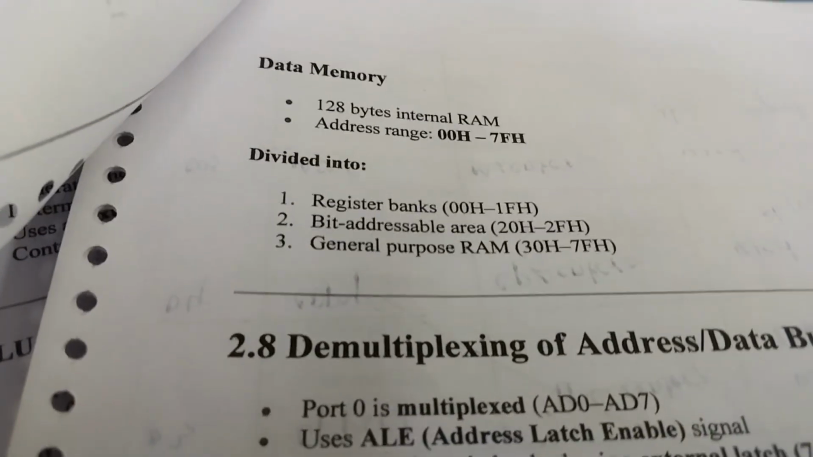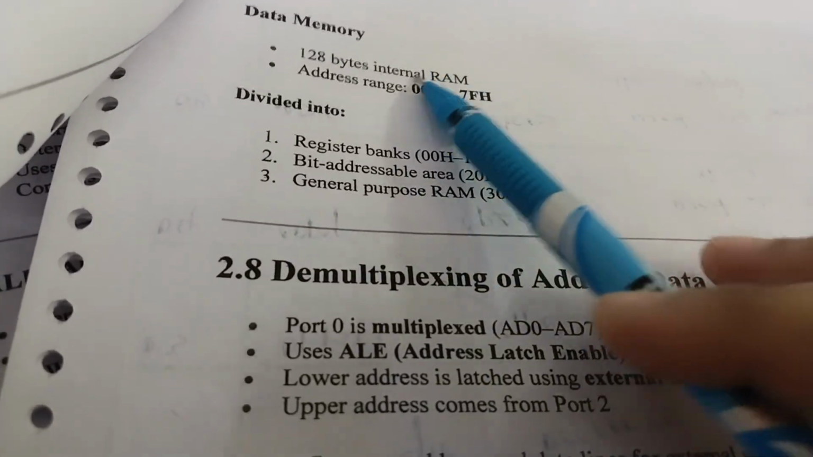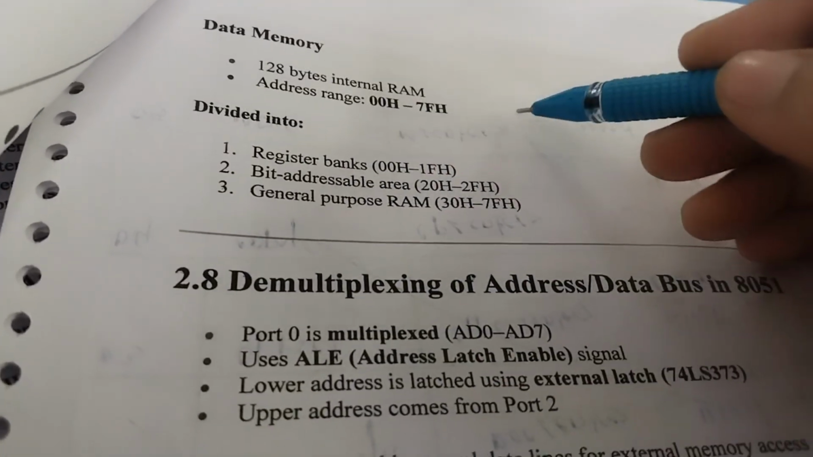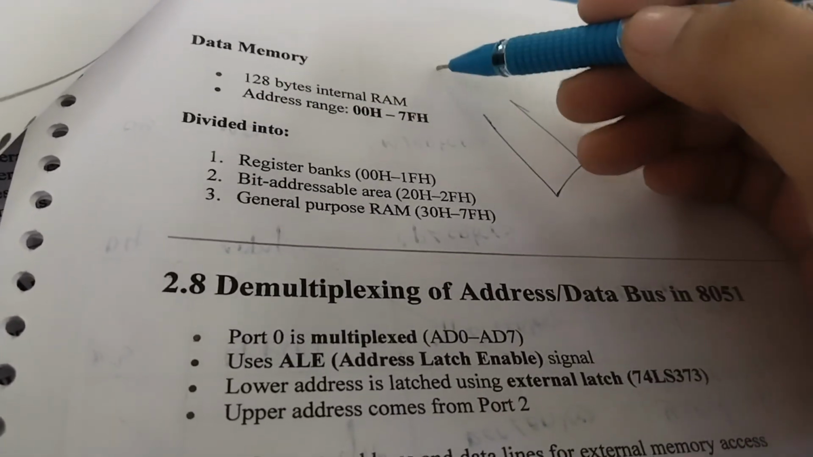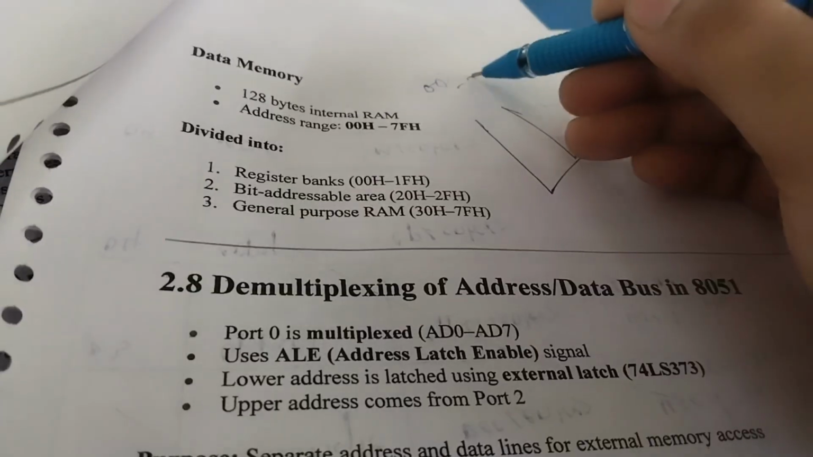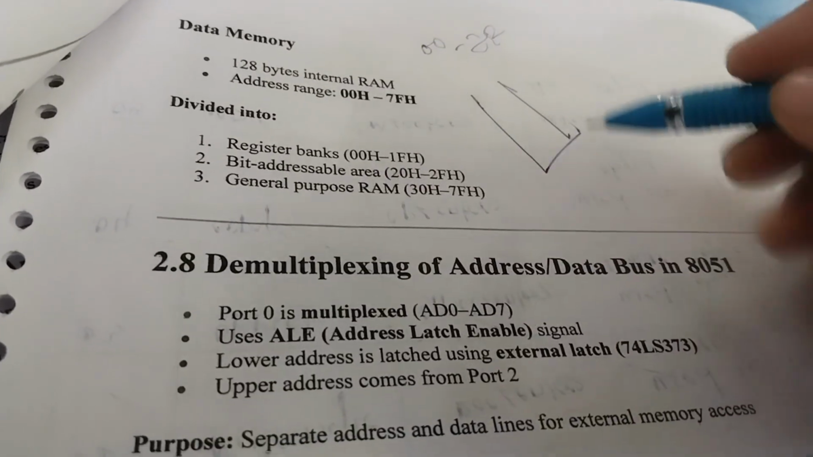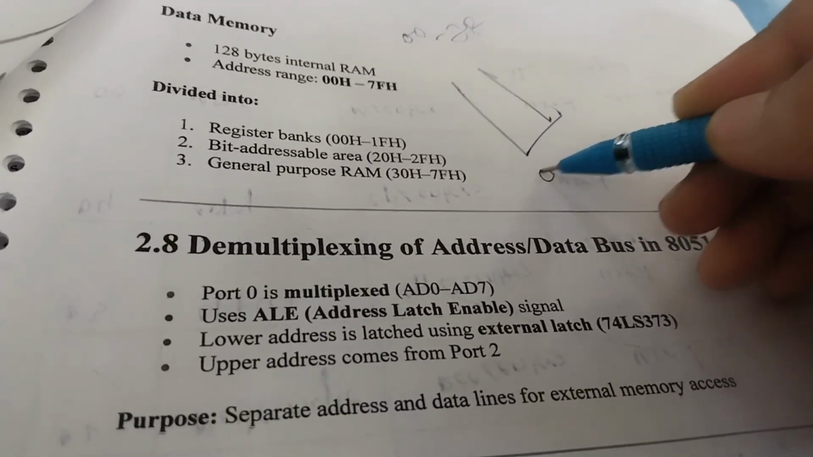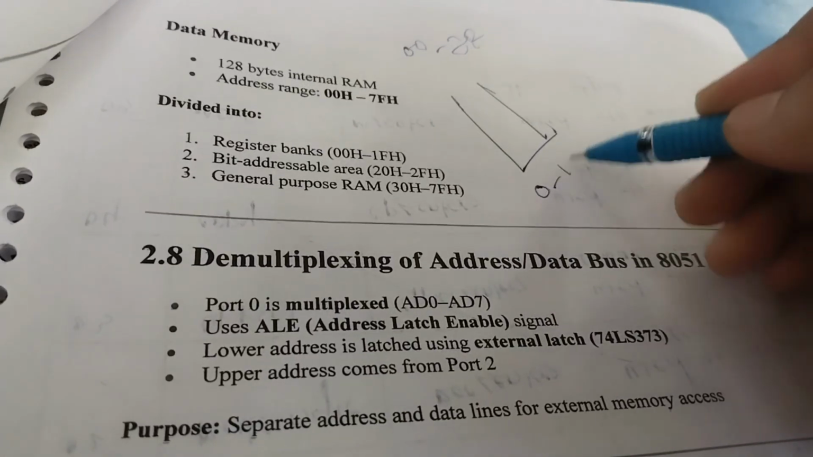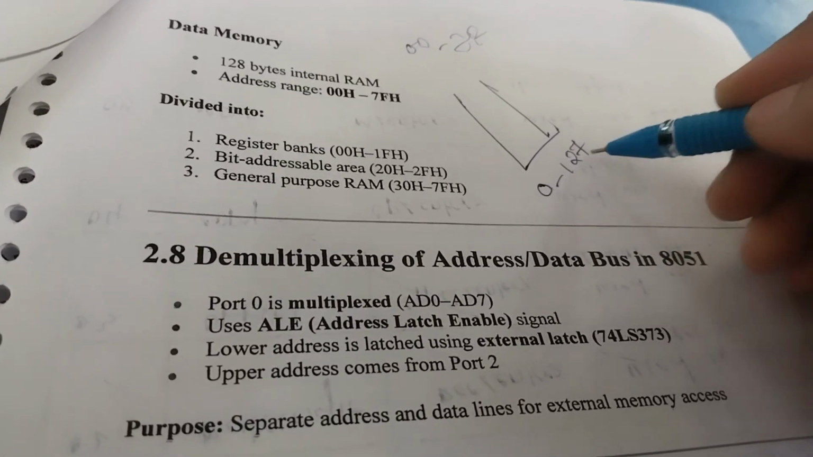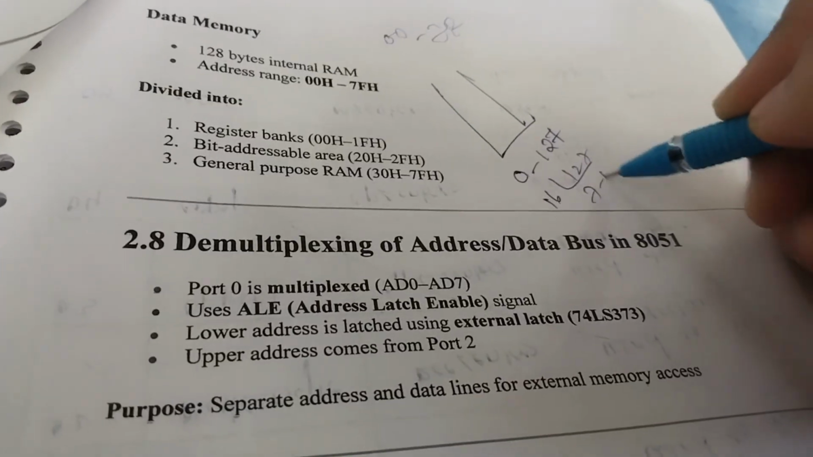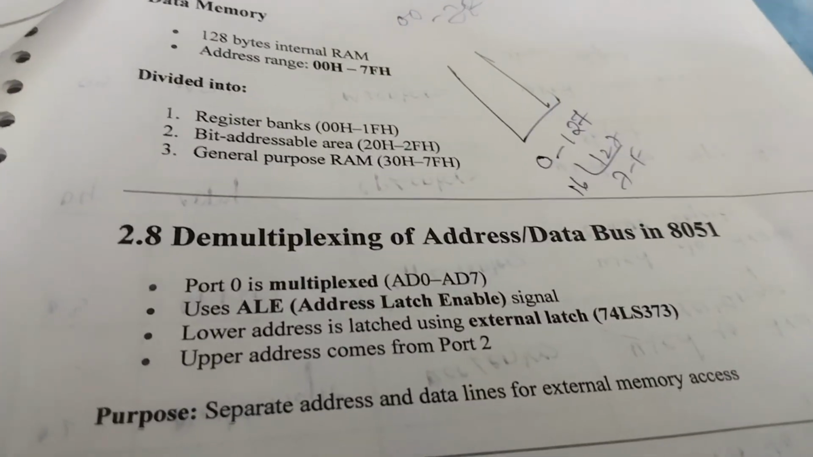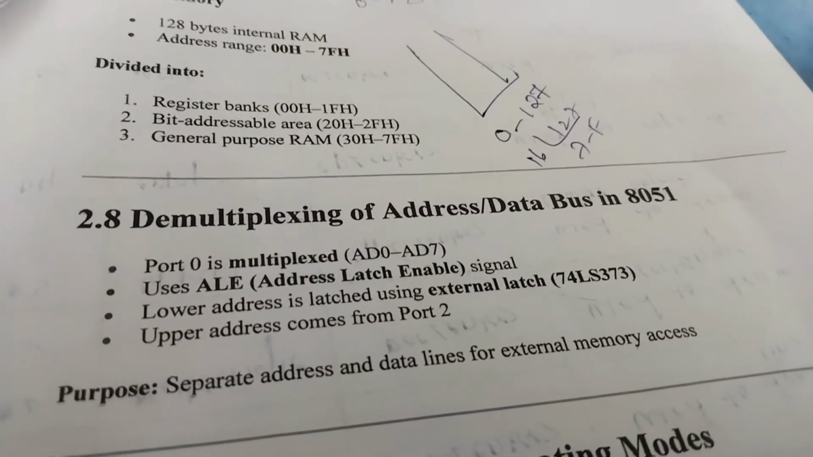Next, coming to data memory. Data memory refers to RAM. It has 128 bytes of internal RAM, and the address ranges from 00 to 7FH. 128 bytes means the address always starts from 0 and the ending byte will be at 127. If you convert 127 to hexadecimal, we get 7F. So it can address the range 00 to 7FH.